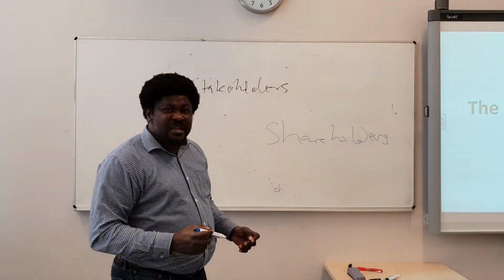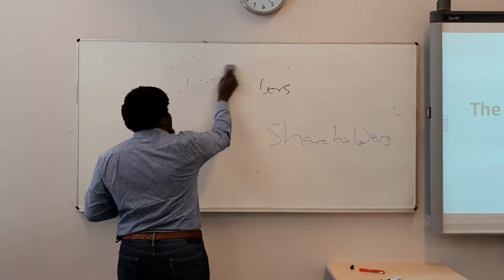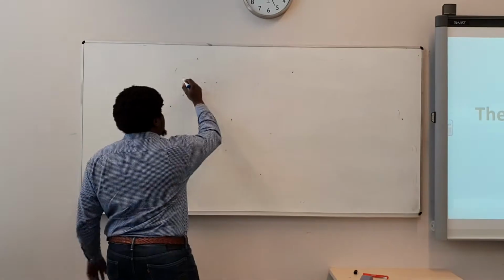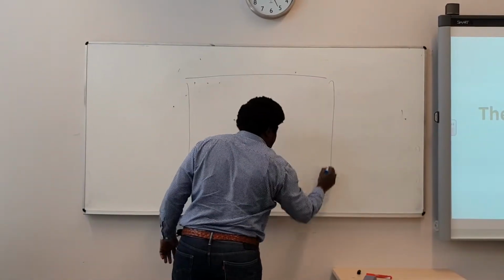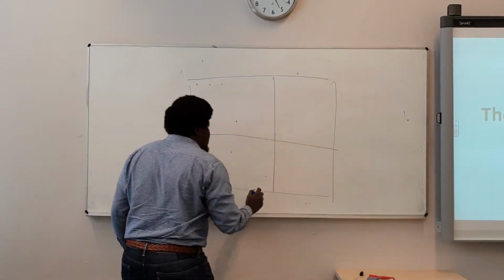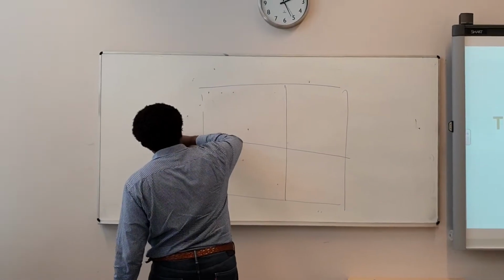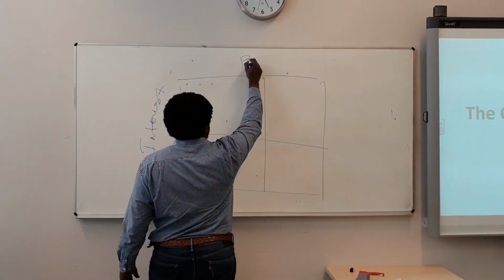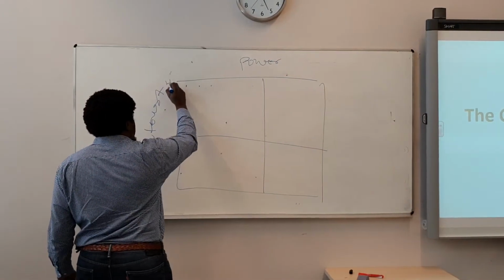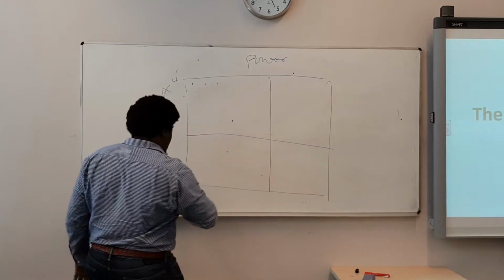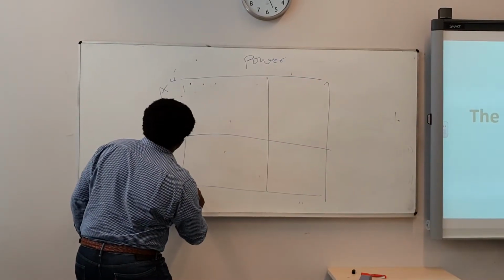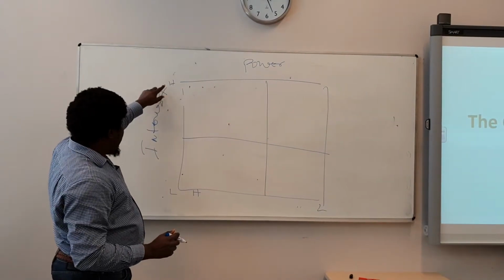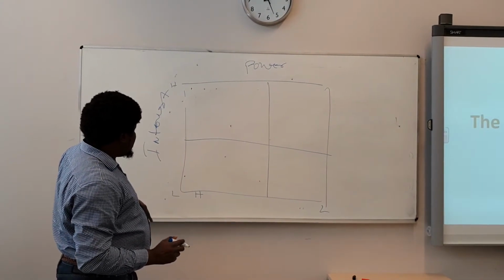So also you have to understand that there are different types of stakeholders. Some of them have got high power and high interest, and some of them have got low. I'll put that in a stakeholder matrix, please. Stakeholder matrix. So we have the interest of the stakeholders, and we have the power of the stakeholders, and we have high and low, and high and low.